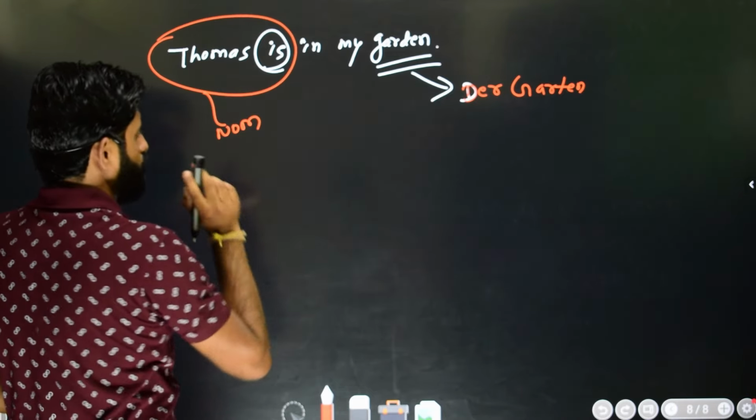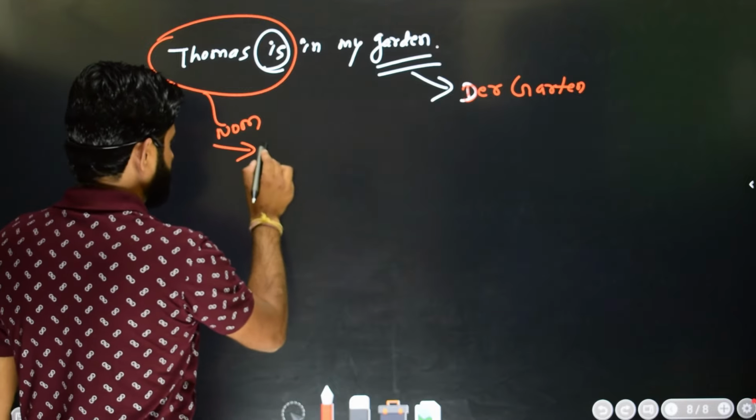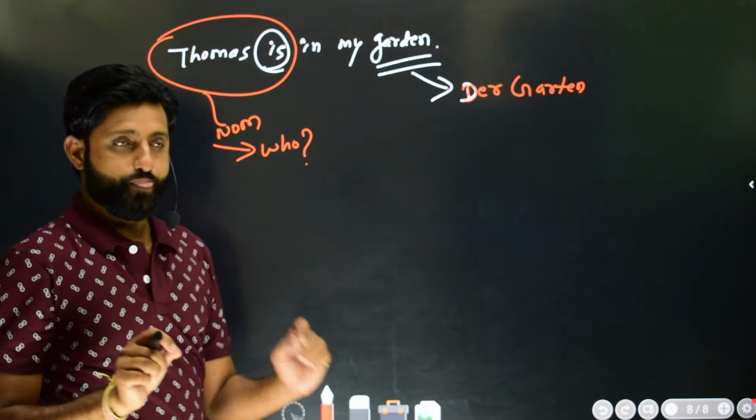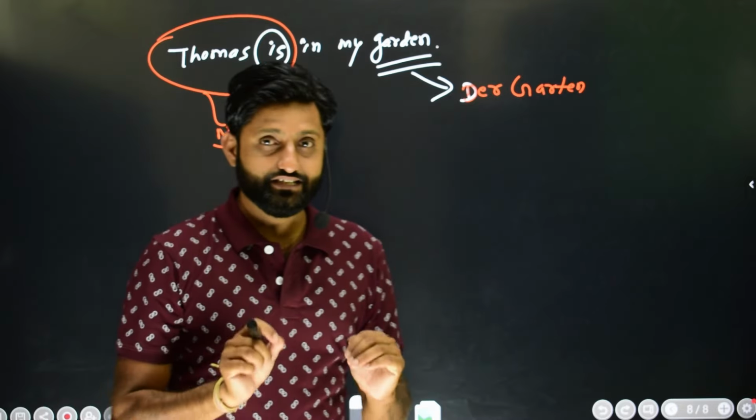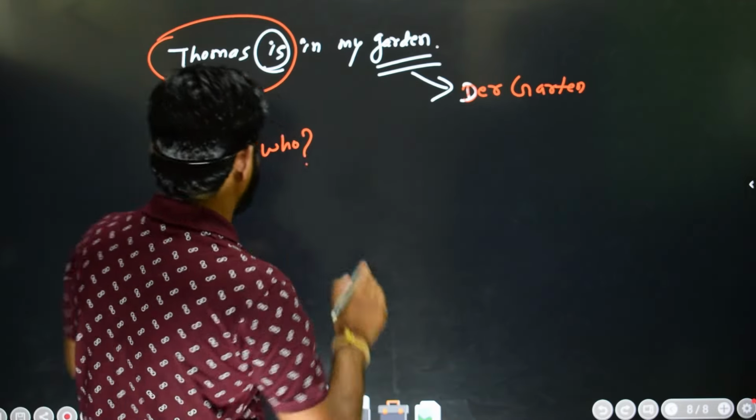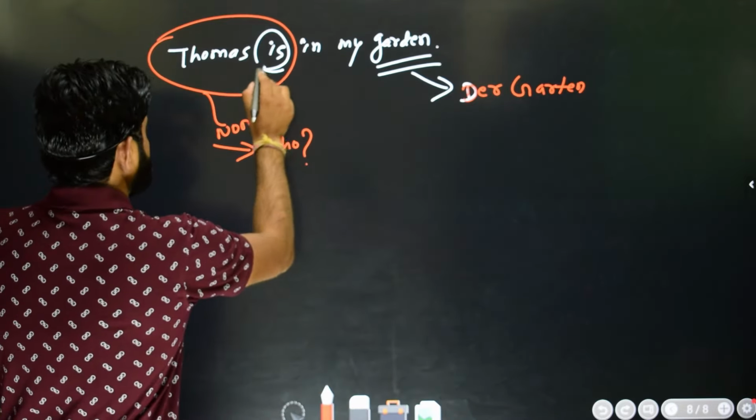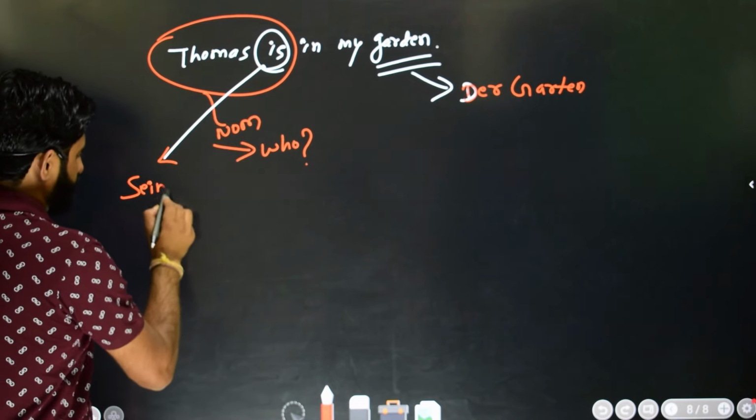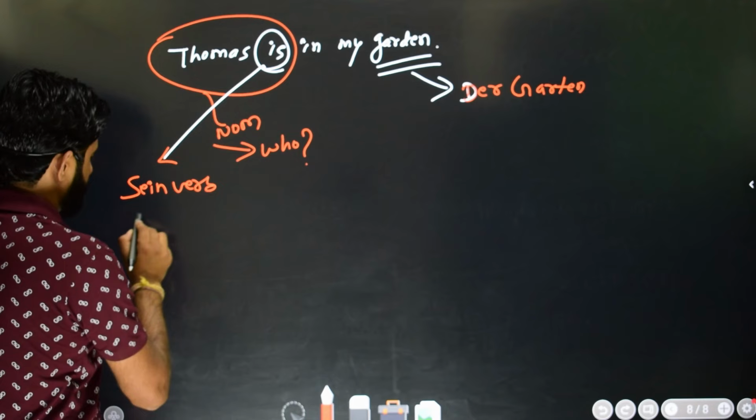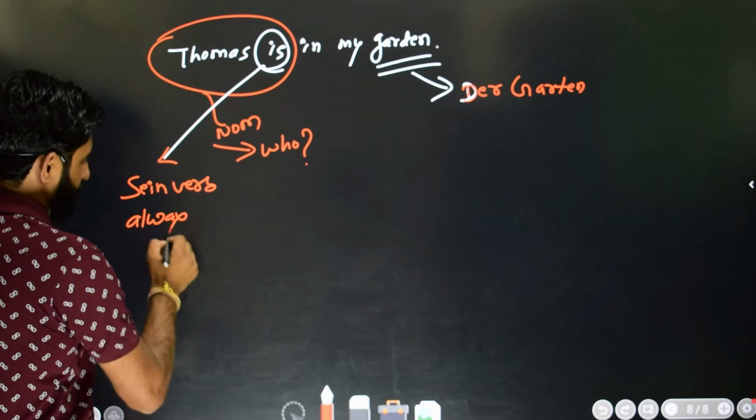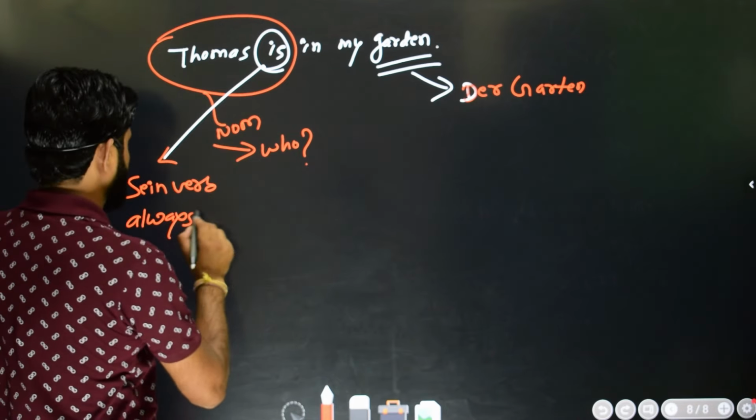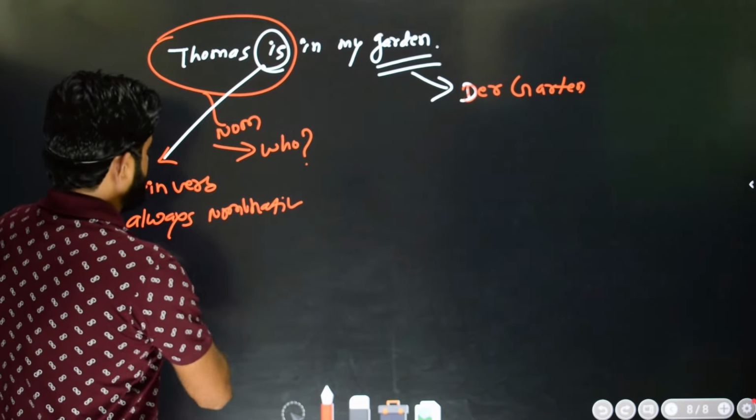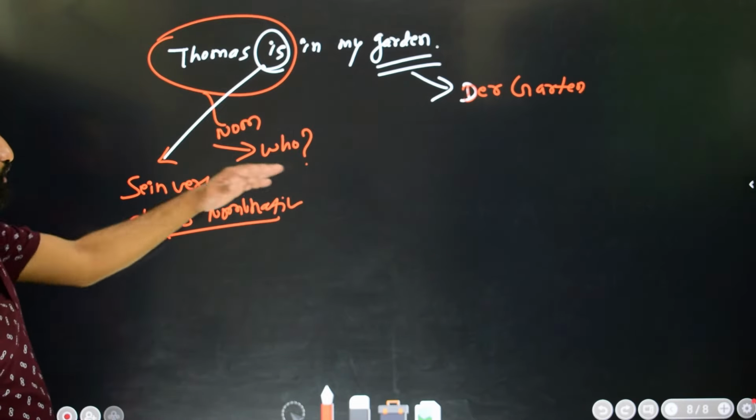Why nominative? Very simple. Two rules are here. First one is the question is with who. That is the reason Thomas is nominative case. Second, sein verb is always nominative. Sein verb will always be nominative. So this part of the sentence is nominative.